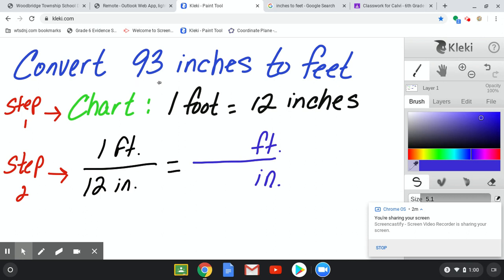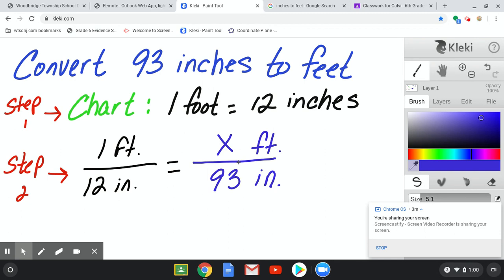Now within our problem, did they give us how many inches or how many feet? They gave us how many inches. So I'm going to plug in that 93 into my denominator. Now, do I know how many feet? I don't know. That's my unknown. That's what I'm looking to solve for. So that's where, of course, I'm going to put my unknown, my variable. So now I set up my proportion.